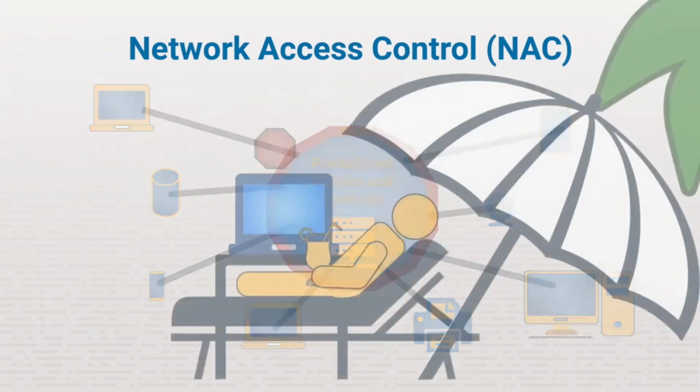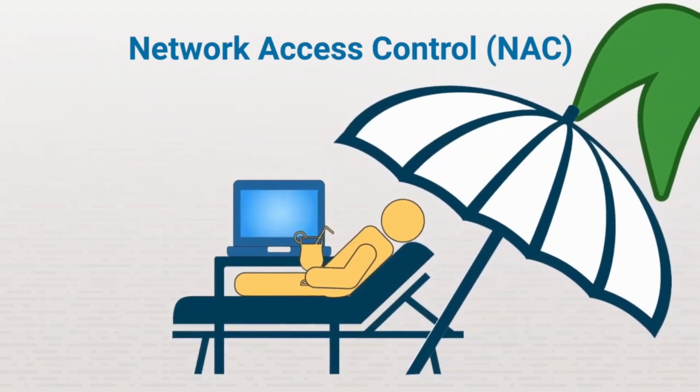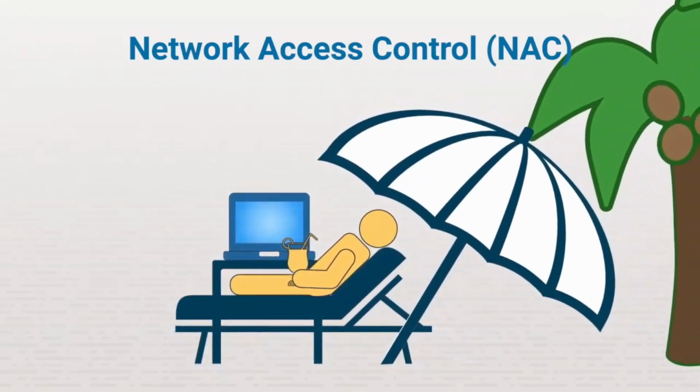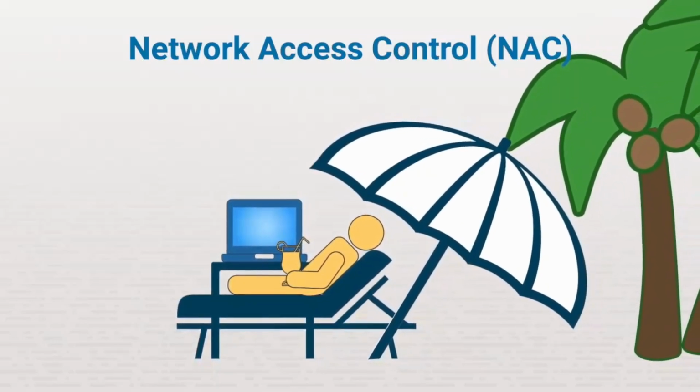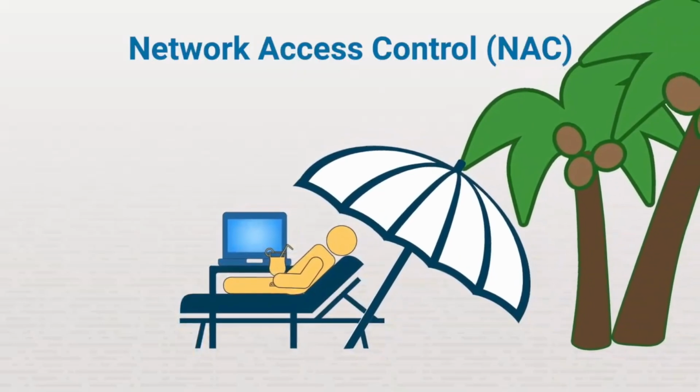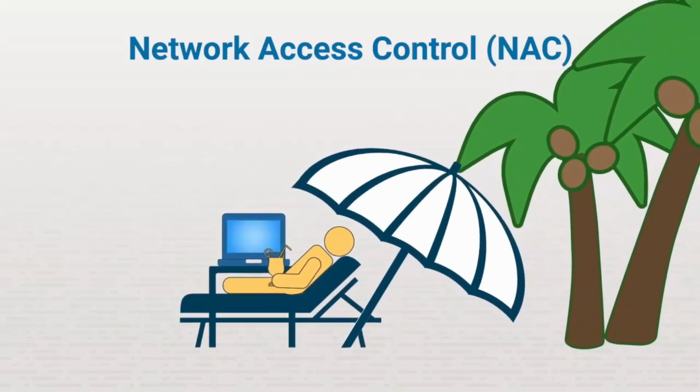Let's look at an example. Steve wants to log onto his work network from his laptop while on vacation. His network NAC system requires that all devices that connect have up-to-date anti-malware software and certain system requirements. Steve's laptop doesn't meet these requirements, so his access is denied. Steve updates his system and tries again.